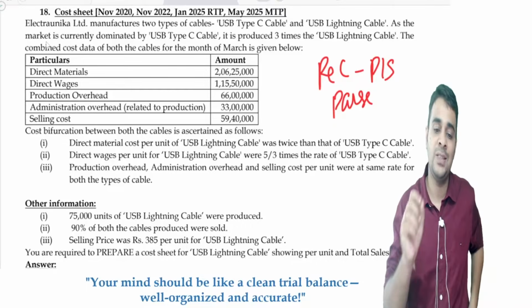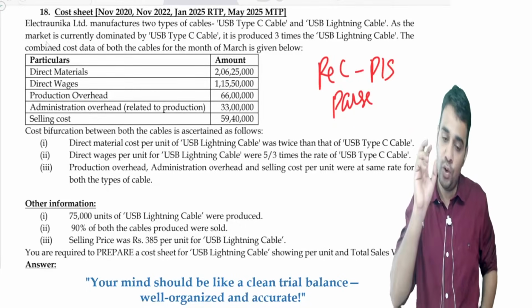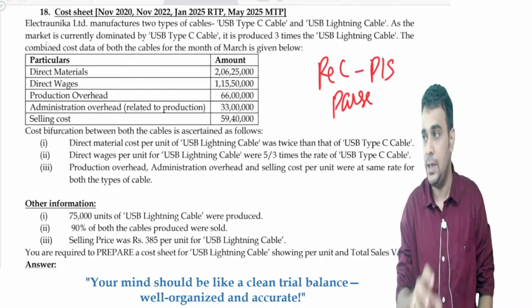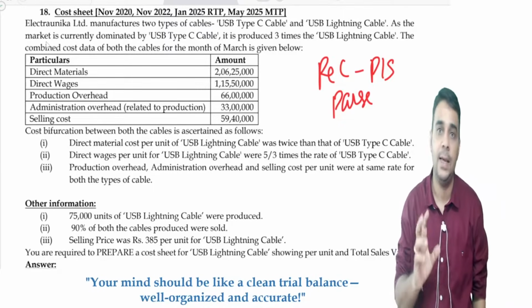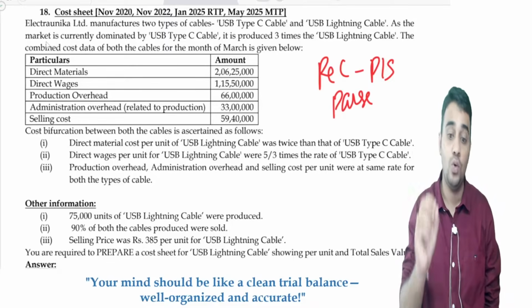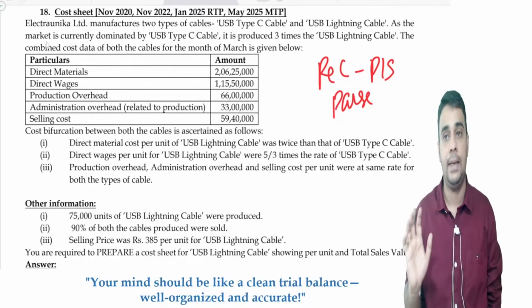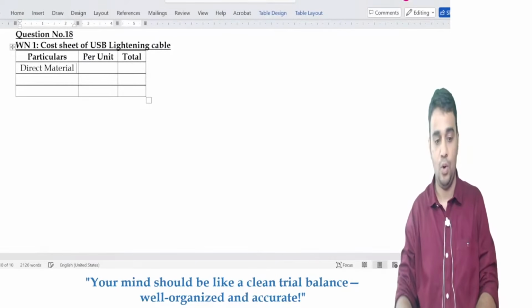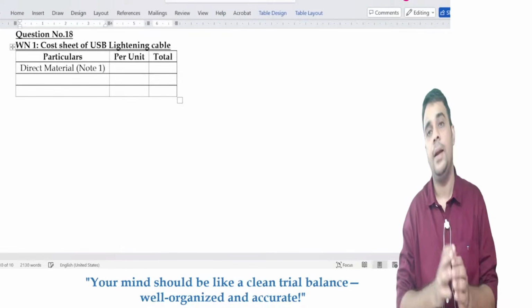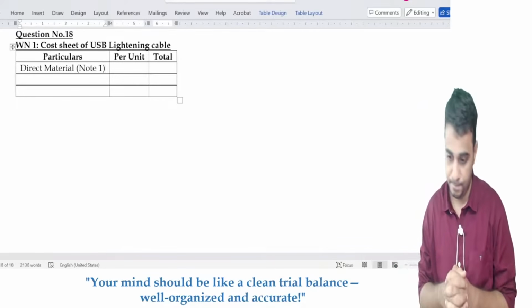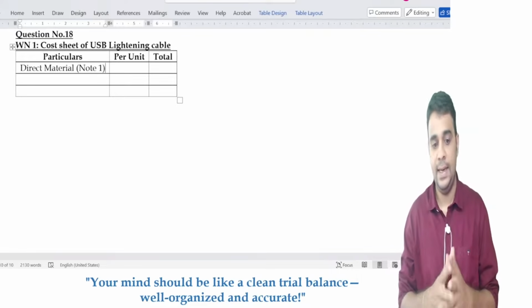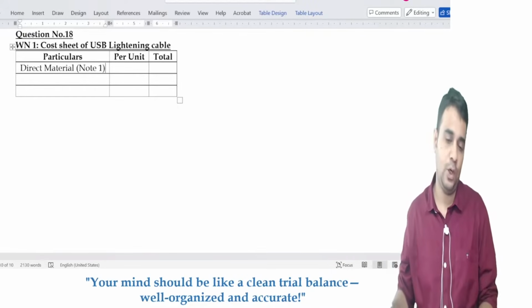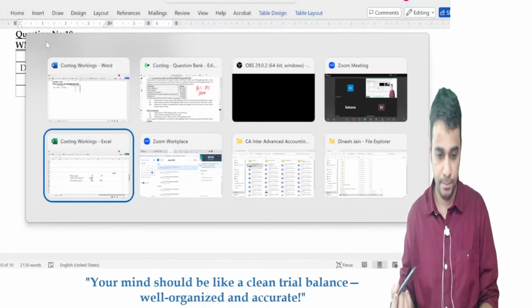Now, problem for me is direct material is given, but I want to know how much is Type C, how much is USB Lightning cable. There are two types they have said, Type C cable and Lightning cable. I want to know what is the cost only for Lightning cable. So let's start. Direct material, note 1. You can leave maybe some 10, 12 lines and come down. Note 1.